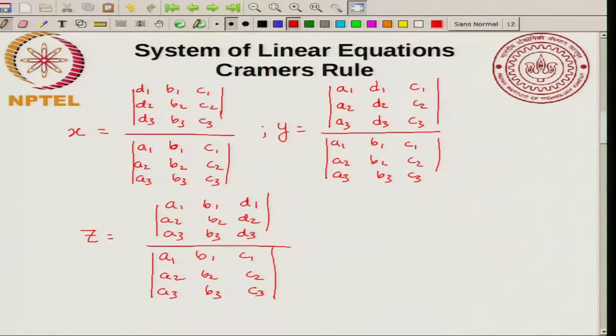So what we did is we have this determinant of the matrix, and that is the same denominator for x, y, z. In the numerator, in the first case, you replaced the first column with d1, d2, d3. In the case of y, you replace the second column with d1, d2, d3. In the case of z, you replace the third column with d1, d2, d3. So this Cramer's rule can be used to quickly solve a system of linear equations.